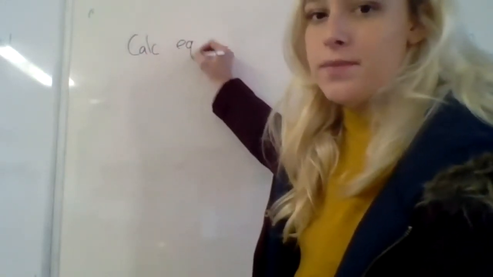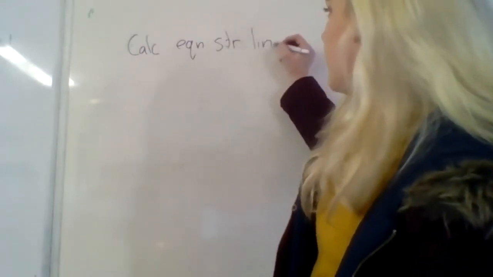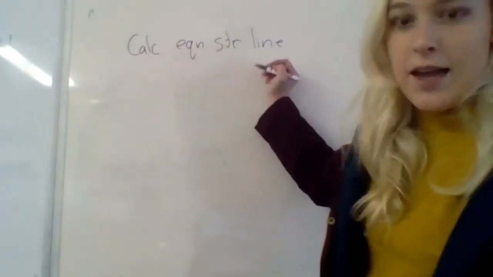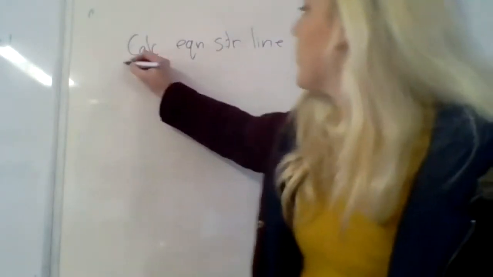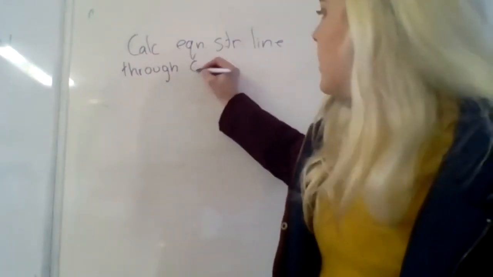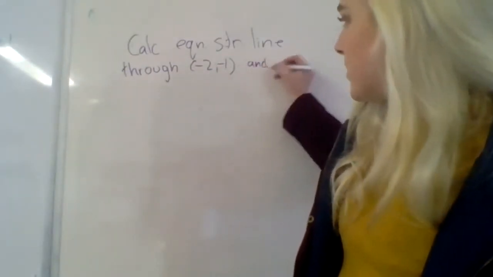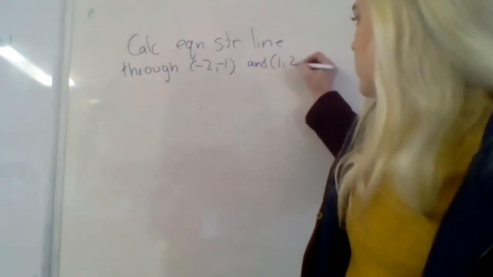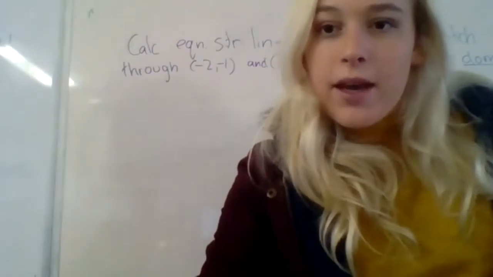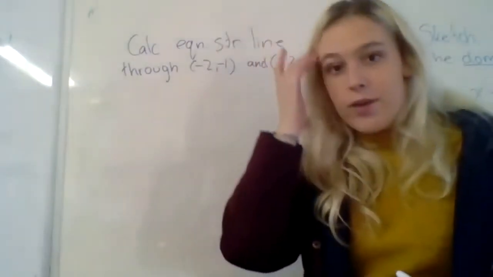Calculate the equation of the straight line. Okay, I'm using a lot of abbreviations: calc equation, straight line, through (-2, -1) and (1, 2). So what we have here is 2 points, and we have to calculate the equation of the straight line.